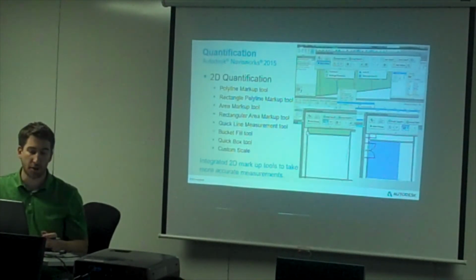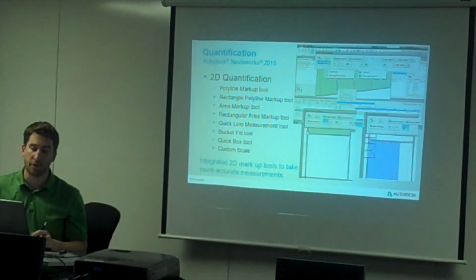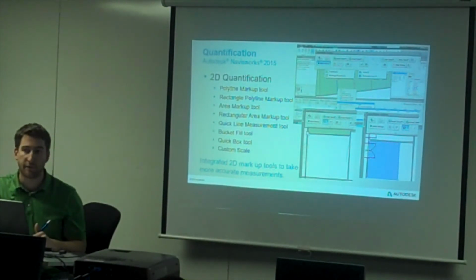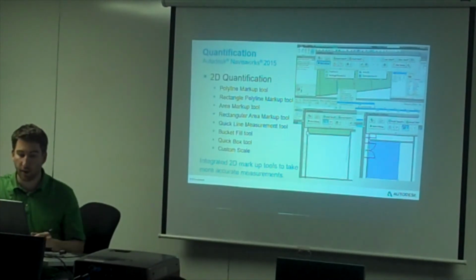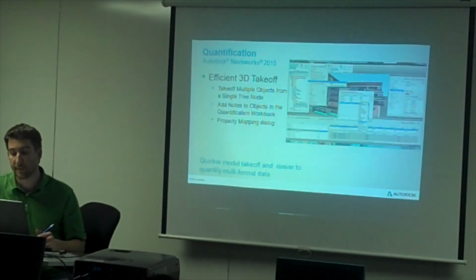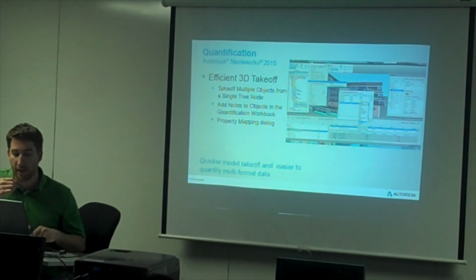So here's some of the things you can do in the 2D world, things that you would do traditionally with an on-screen takeoff or one of those other types of tools where you're trying to look at areas and quantify objects and do linear takeoffs. Those are sort of the primary ones that people use. And then you get into the 3D takeoff world.